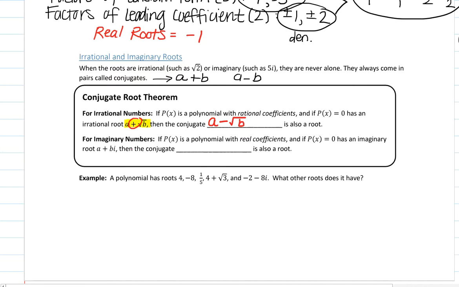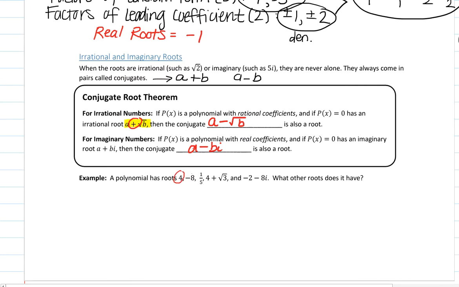The same thing works for imaginary roots. This time you have real coefficients, and if a plus bi is a root, then a minus bi is also a root. So both irrational roots and imaginary roots have to come in pairs. So let's take a look at an example. A polynomial has roots 4, -8, 1/5, 4 plus the square root of 3, and -2 minus 8i. What other roots does it have?